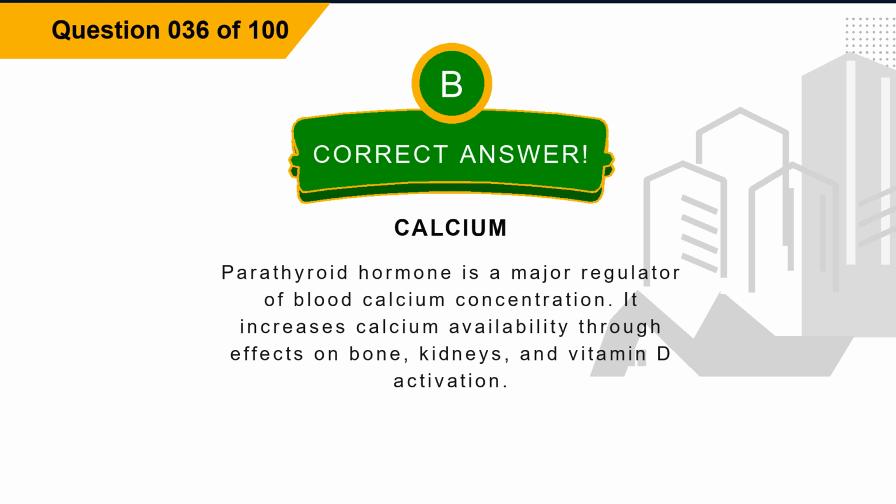Explanation: parathyroid hormone is a major regulator of blood calcium concentration. It increases calcium availability through effects on bone, kidneys, and vitamin D activation.